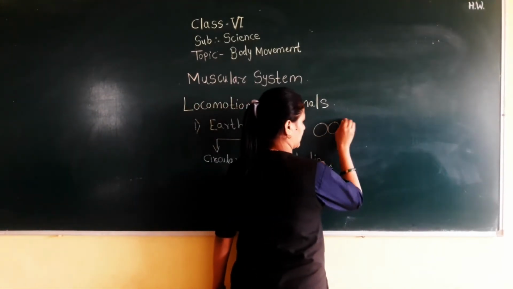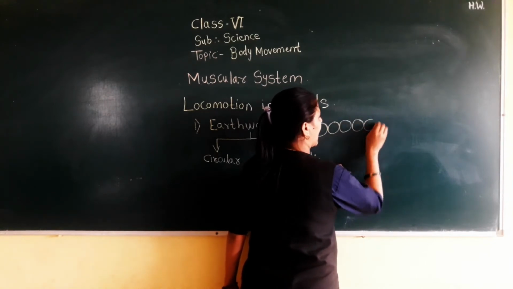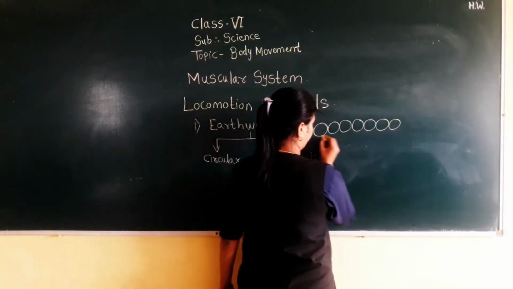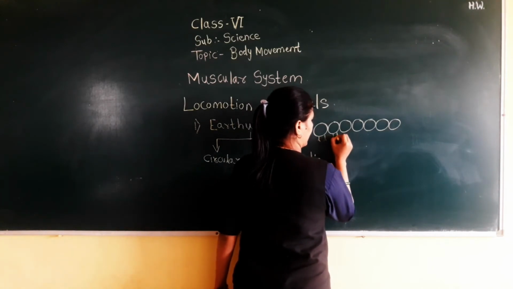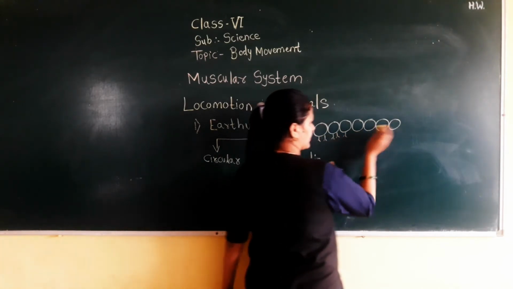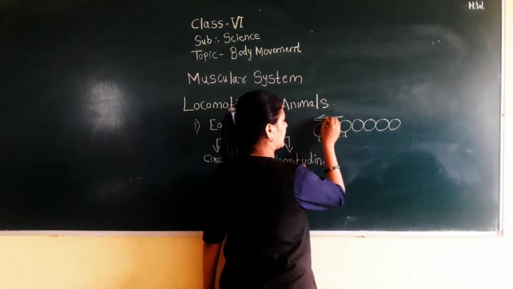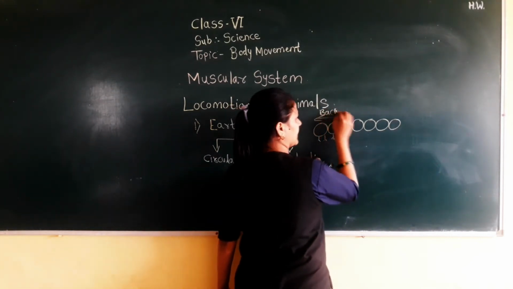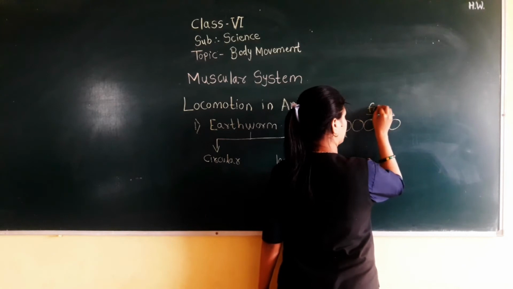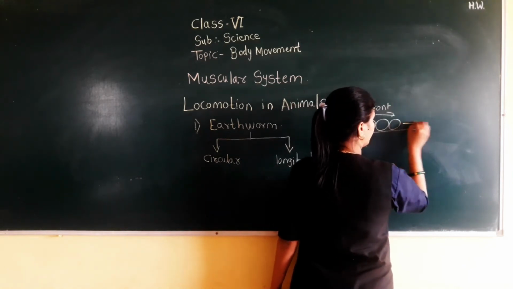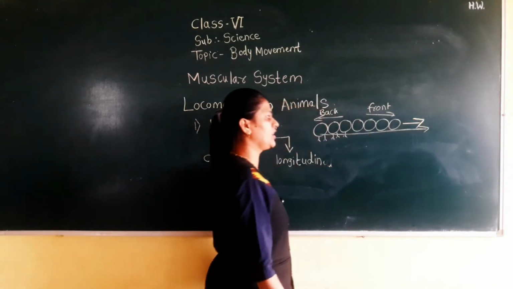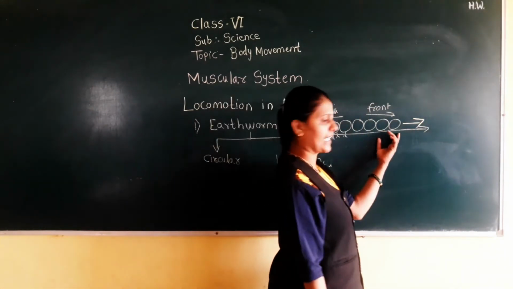Now this is an earthworm. It has small bristles. These are the small bristles. Suppose this is the back part and this is the front part. When it wants to move in this direction, what happens at that time?